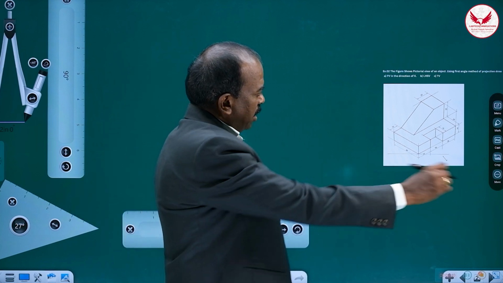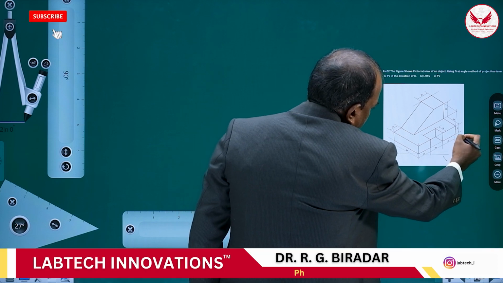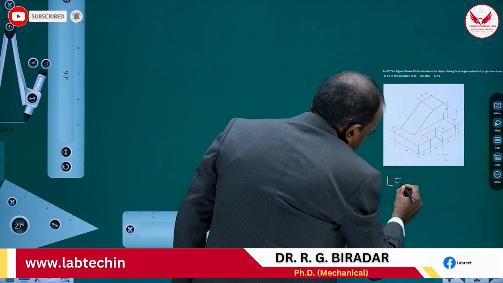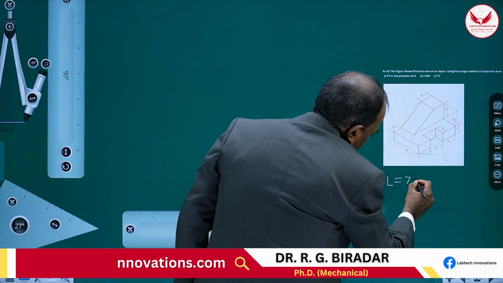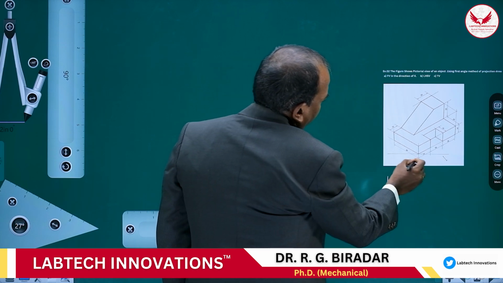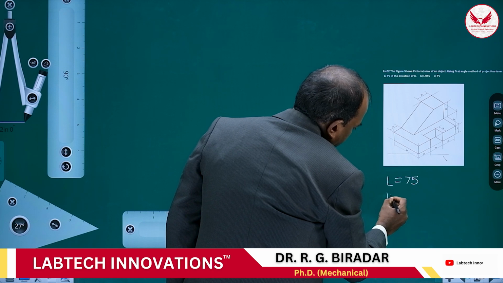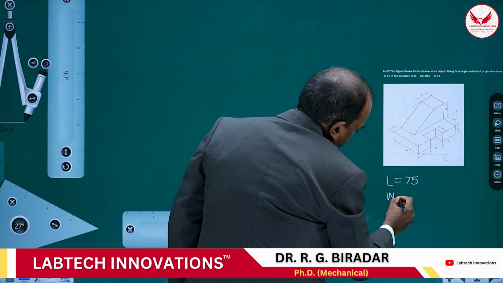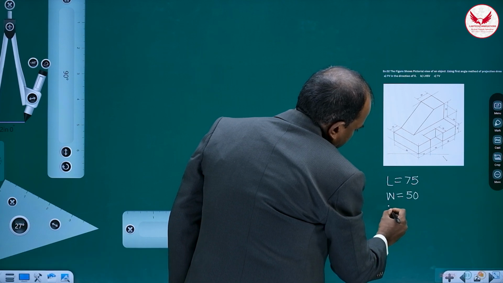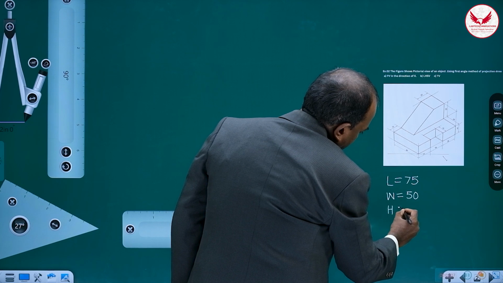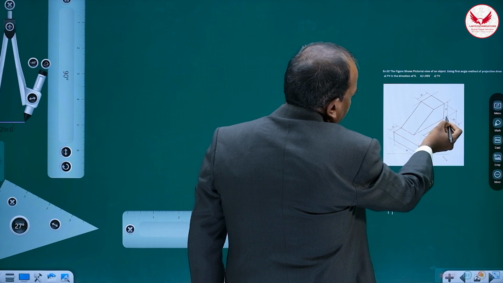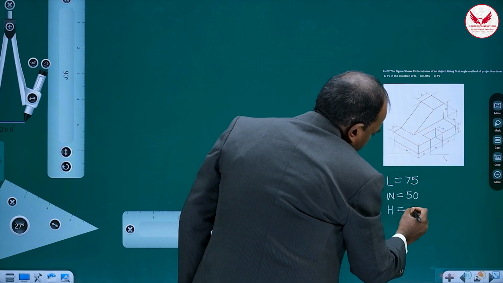overall height. The overall length of this object, easily we can measure it and we can write it as 75 mm, or simply you can write 75. Width of this object, overall width, it is clearly mentioned, it is 50. And height of the object, how you can get it? So you have to observe vertical dimensions. It is 15 plus 25. So it is 40.